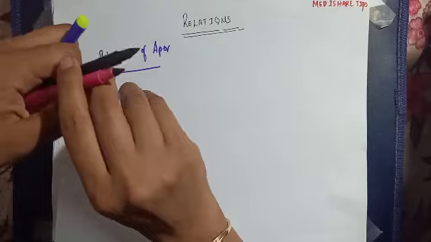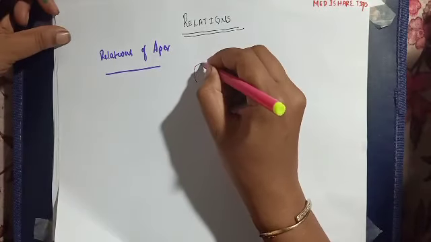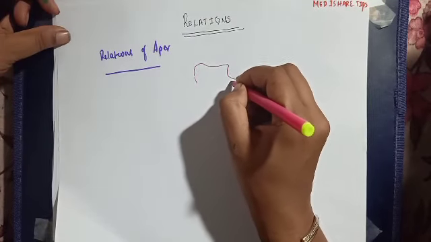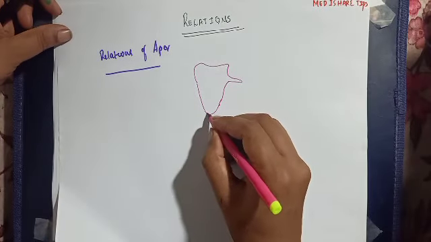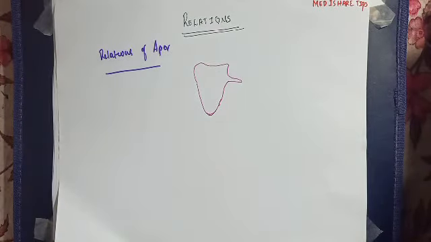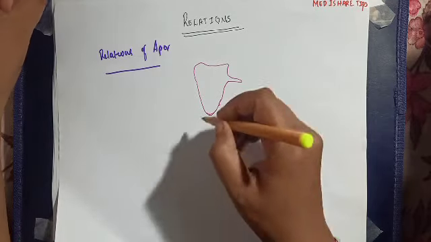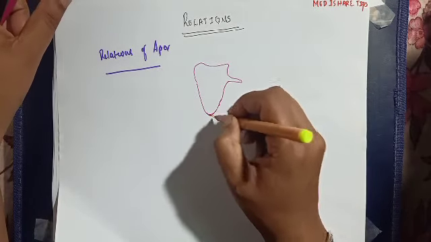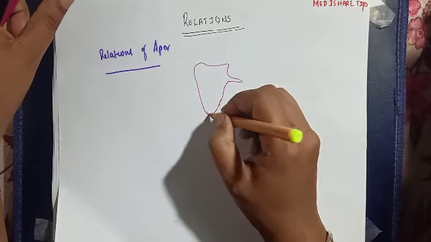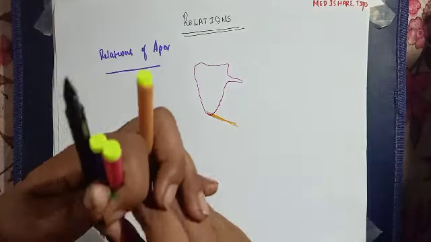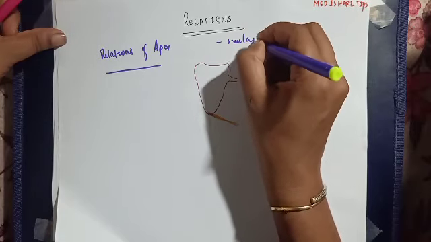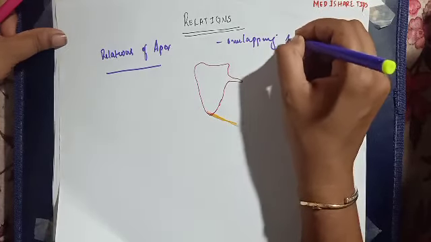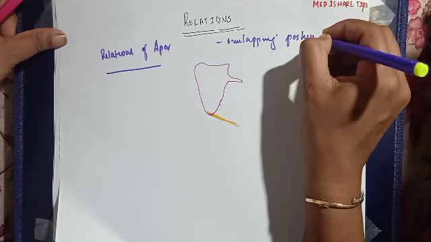So if you draw the parotid gland like this, this is the apex of the parotid gland. It is overlapping a muscle. So overlapping which muscle? It is overlapping the posterior belly of digastric, like this. So it is related to, it is overlapping the posterior belly of digastric.